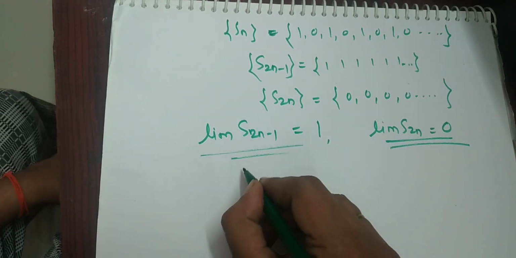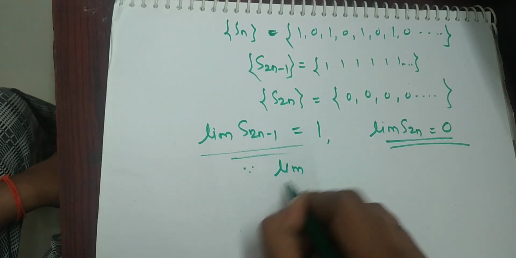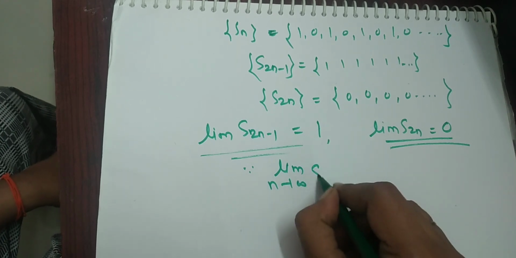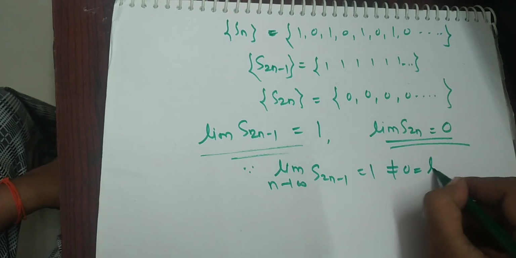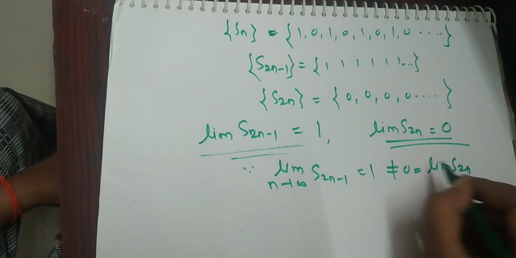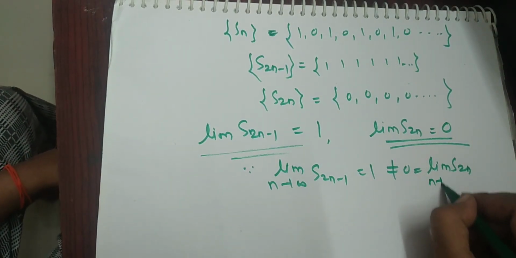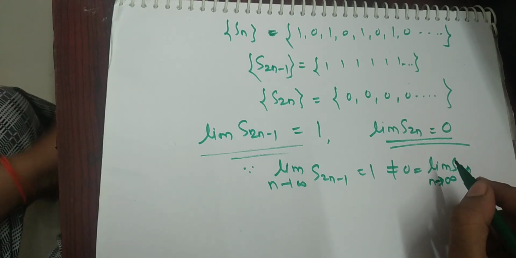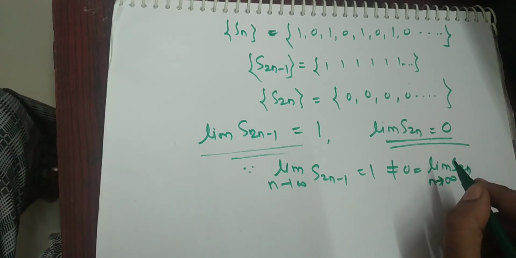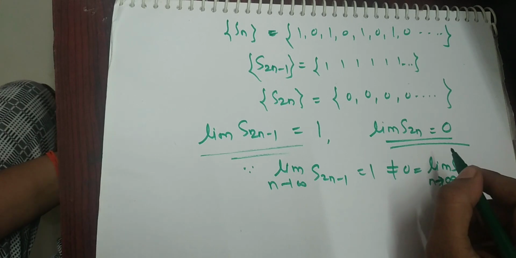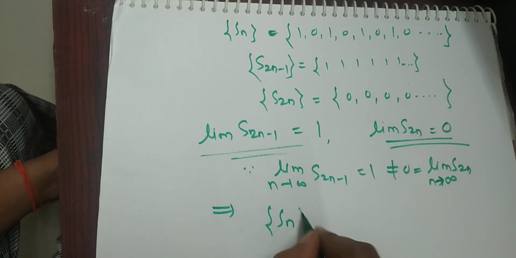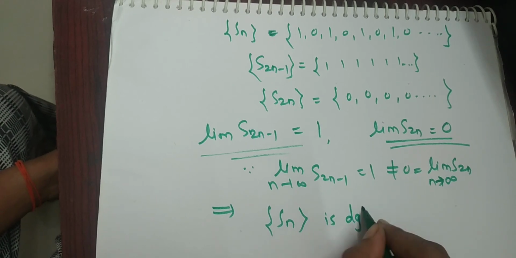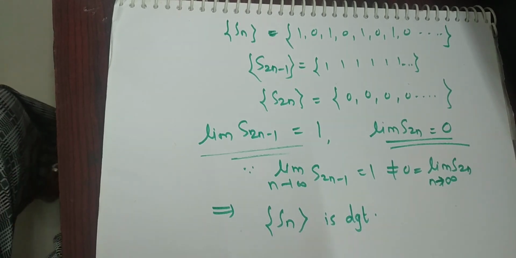Okay, means we can write, since limit as n tends to infinity of S2n minus 1 is equal to 1, that is not equal to 0. Yes, 0 and 1 are not equal. These are the two different numbers that we have got as the limits of these two different sequences. So you can say that this original sequence Sn is divergent. Okay, let's see the next example.